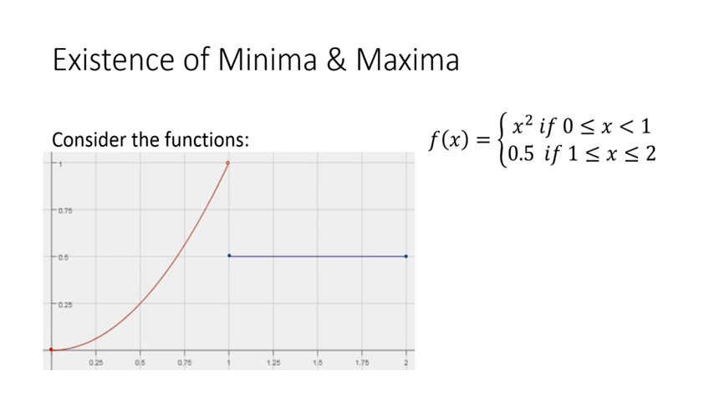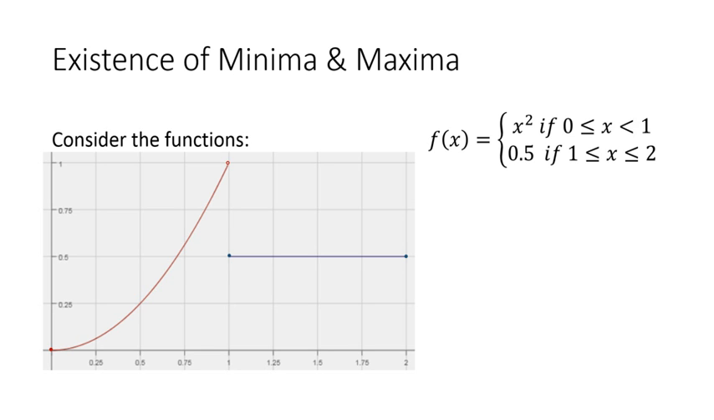The last point for this lecture will have to do with the existence of minima and maxima as we think about the endpoints for a function. So in this case, we have the endpoint where x is equal to 0 is part of the function. And so the function does have a minimum value at x equals 0. It does not have a defined maximum value.